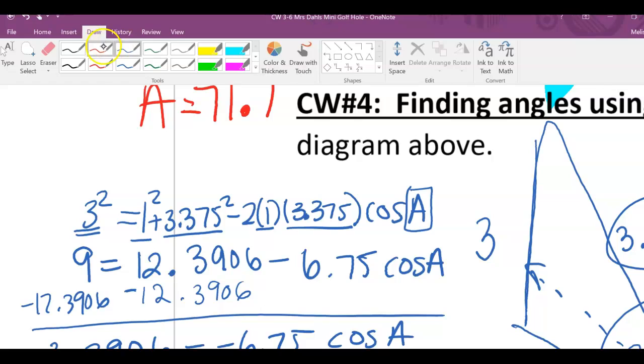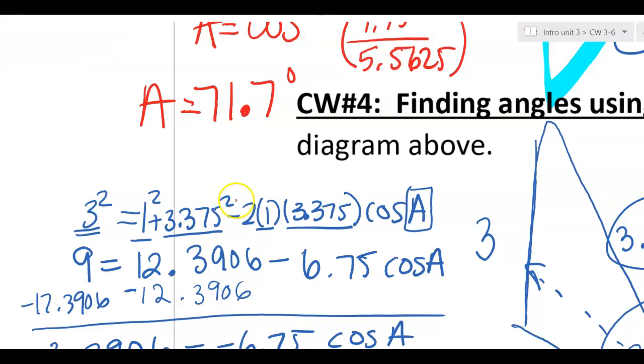And then I'm just going to mark a couple things so you can see. The next thing I did is I combined together these things. Okay. Do you guys remember why we can't combine them with the other number here? I multiplied these out, but I kept them separate as the 6.75. That 6.75 is multiplying a cosine. The other values are not. So you can't just combine the 6.75 with the 12.3906, okay?